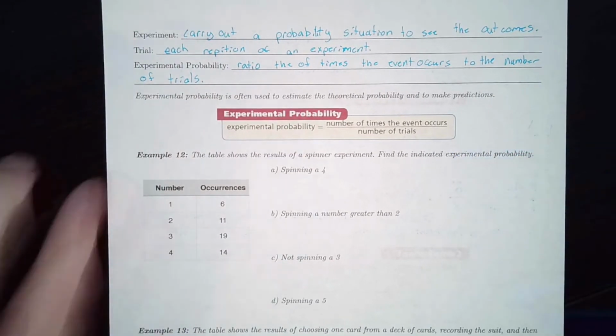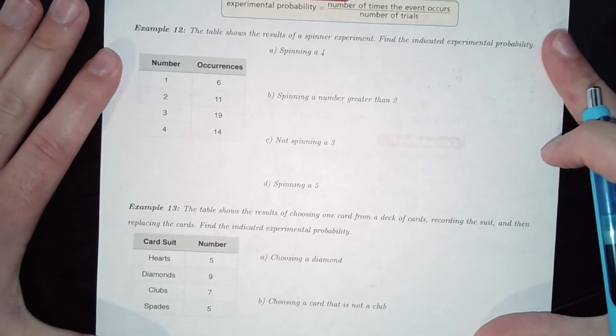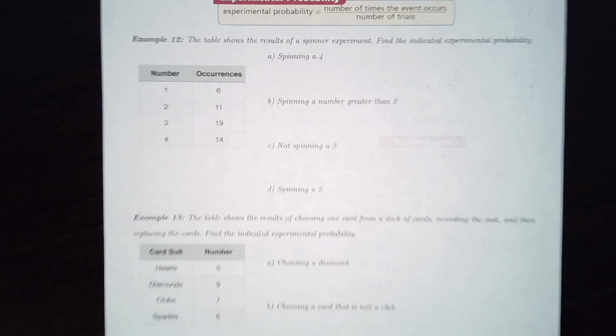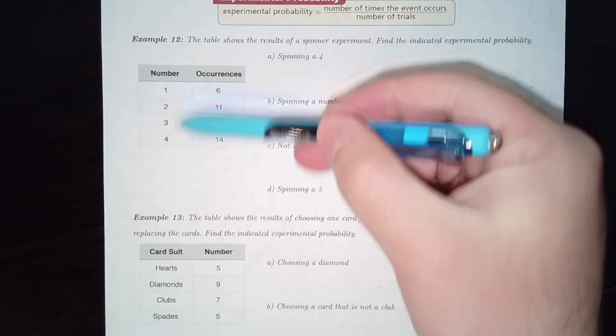Okay, so let's get to some simple stuff though that we can understand here. Example 12, the table shows the result of a spinner experiment. Find the indicated experimental probability. So we're spinning a spinner. I have the numbers 1, 2, 3, 4.